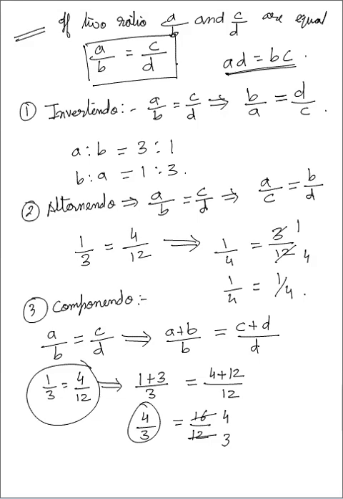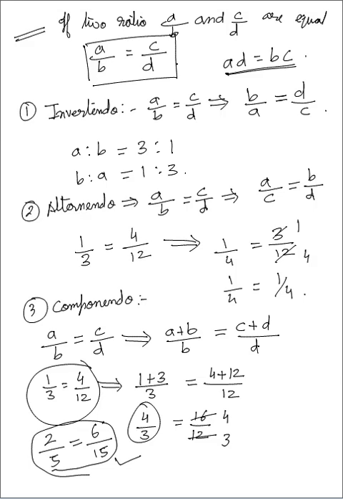You can even take 2 by 5 is equal to 6 by 15. You can try this: take the value of A is equal to 2, B is equal to 5, C is equal to 6 and D is equal to 15. You can take this and work it out, so the answer will remain the same. So this is the application of componendo.